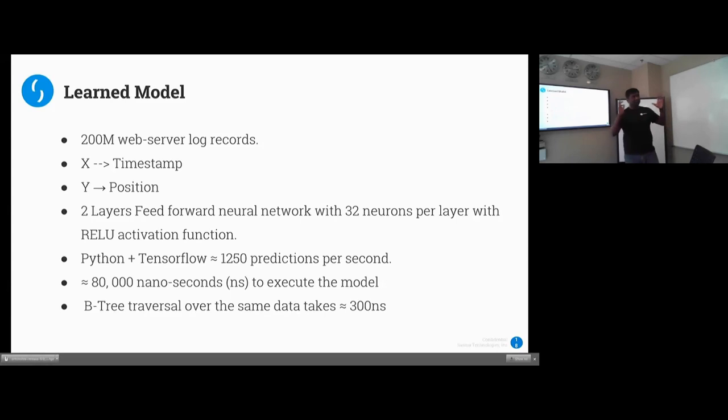The standard stuff. Remember the first talk I gave here was building your own neural network with NumPy. That's what a feed-forward neural network is. They did it with 32 hidden neurons per layer, just two hidden layers. What happened is Python plus TensorFlow did approximately 1250 predictions per second. What it really means is it took 80,000 nanoseconds to execute the model, which is high compared to the B-tree traversal for the same data, which took only 300 nanoseconds. So is it that glorified? It doesn't appear faster, right?